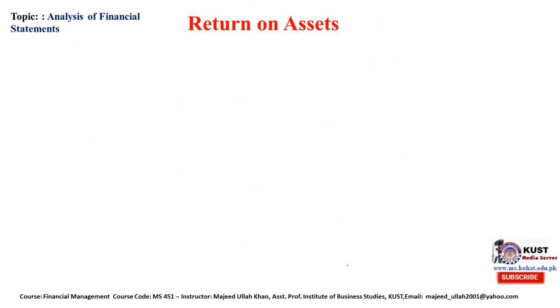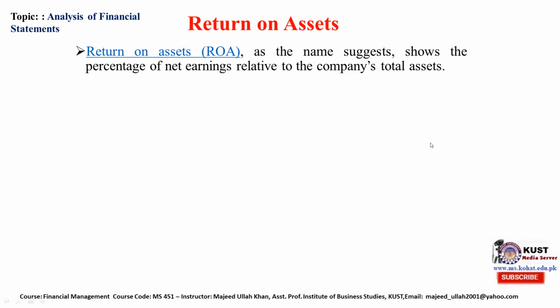So this is the second category started, return ratios. Return ratios means return on assets, return on equity, return on capital employed. We will discuss these ratios. Return on asset, as the name suggests, shows the percentage of net earning relative to the company's total assets.